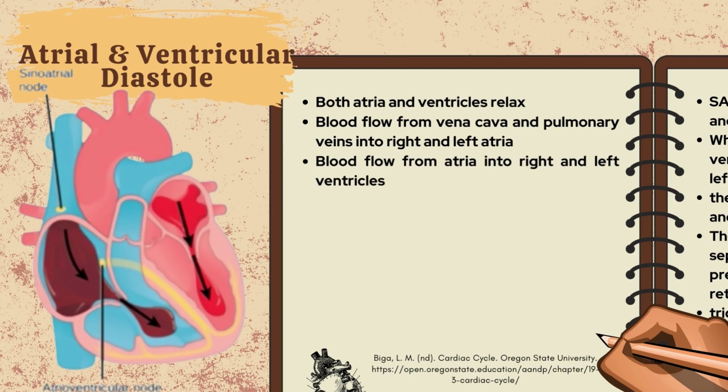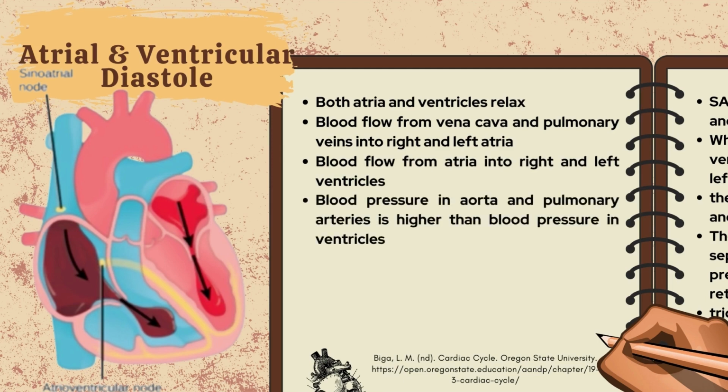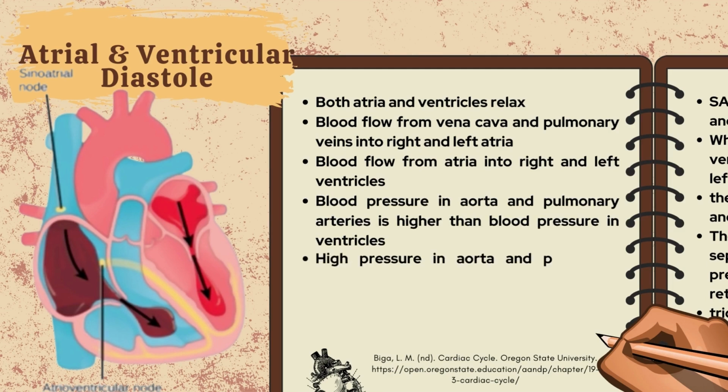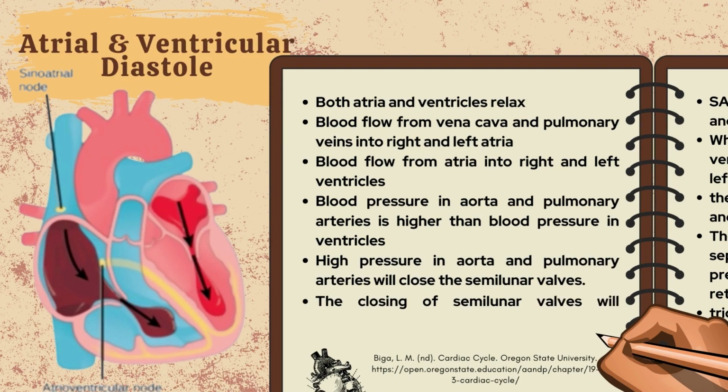Arterial blood pressure, which is blood pressure in the aorta and pulmonary arteries, is higher than blood pressure in the ventricles. Due to high pressure in the aorta and pulmonary arteries, it will close the semilunar valve to prevent backflow of blood into the ventricles. The closing of the semilunar valves will produce the second sound, dub.